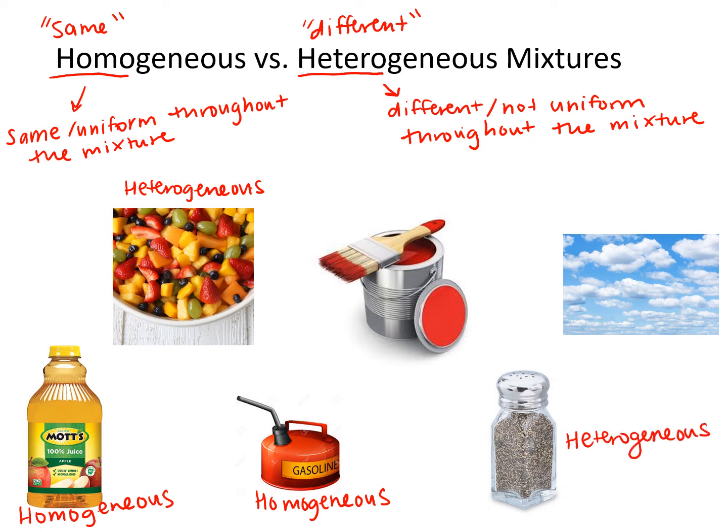Paint is a little bit of a tricky one. Because you have to stir paint, it means that it is not uniform throughout the whole thing, so we would classify paint as heterogeneous as well. And then lastly, air and the composition of air would be classified as homogeneous because it is the same throughout.